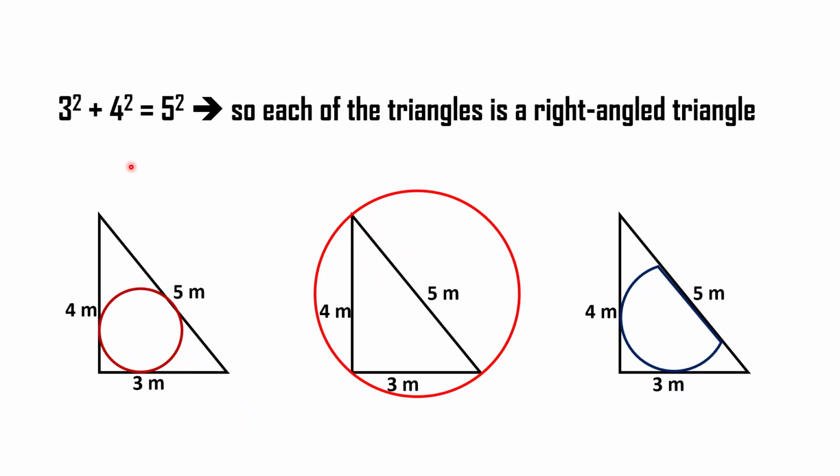First note that 3 square plus 4 square equals 5 square. 3 square is 9, 4 square is 16, 9 plus 16 is 25, that is 5 square. So 3 square plus 4 square equals 5 square, that is, the triangles are right triangles. Each of the triangles is a right angle triangle.